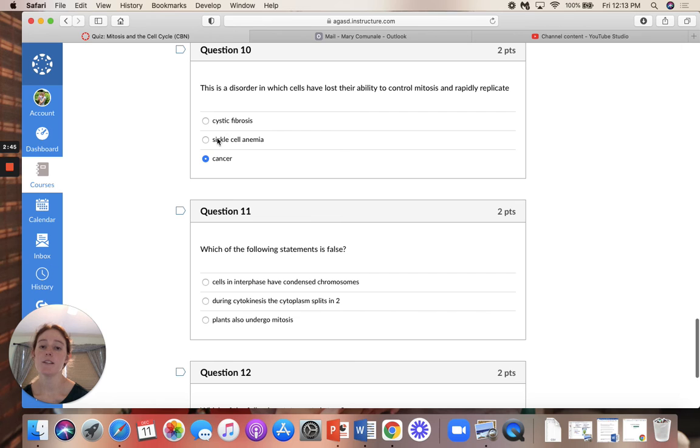Sickle cell anemia is a genetic condition along with cystic fibrosis, and if you did the genetic disorder research, maybe you picked one of those two to do it on.